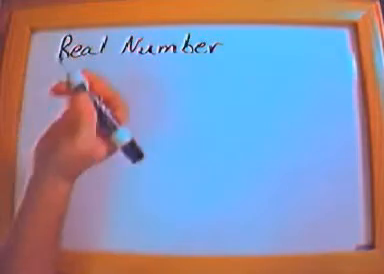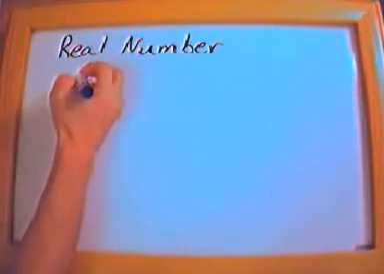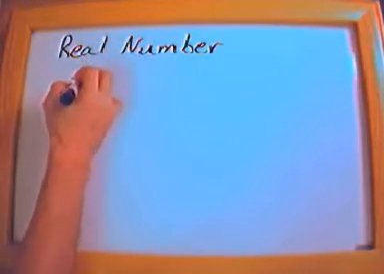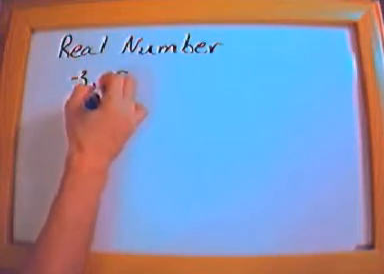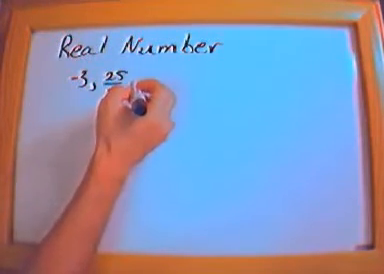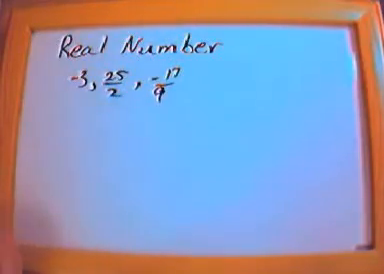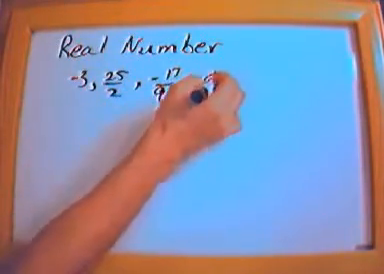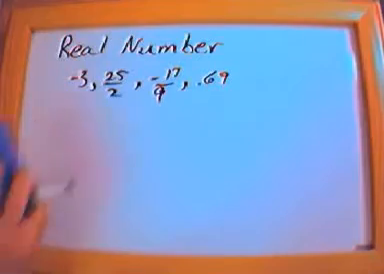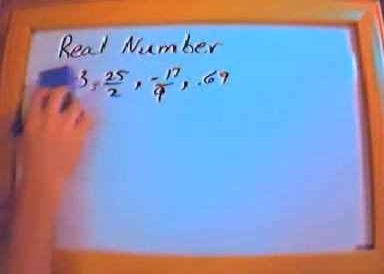Well, there's something called complex numbers that have the letter i in there. Those are complex, or imaginary numbers is another word for it. Those would not be real numbers. So basically, any number you can think of that doesn't have i in it is a real number. -3, 25/2, -17/9, 0.69. All these numbers are real numbers because they're either rational or irrational numbers.